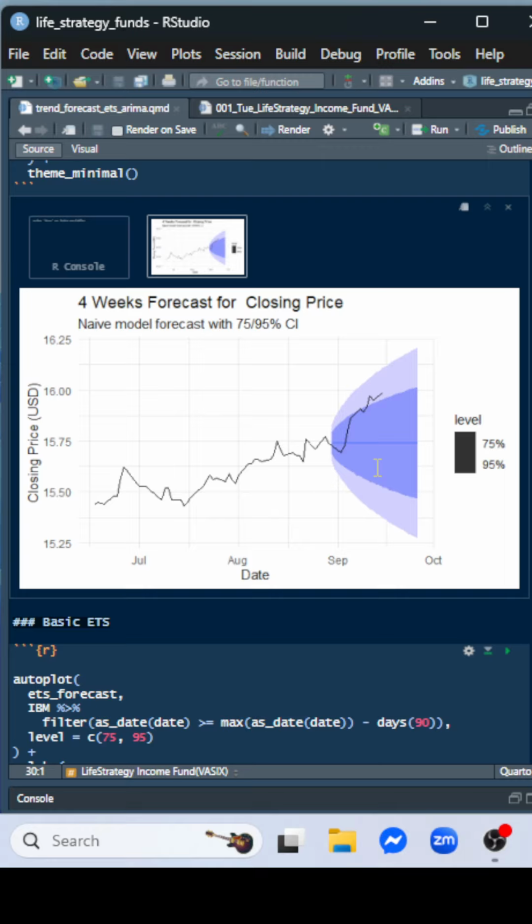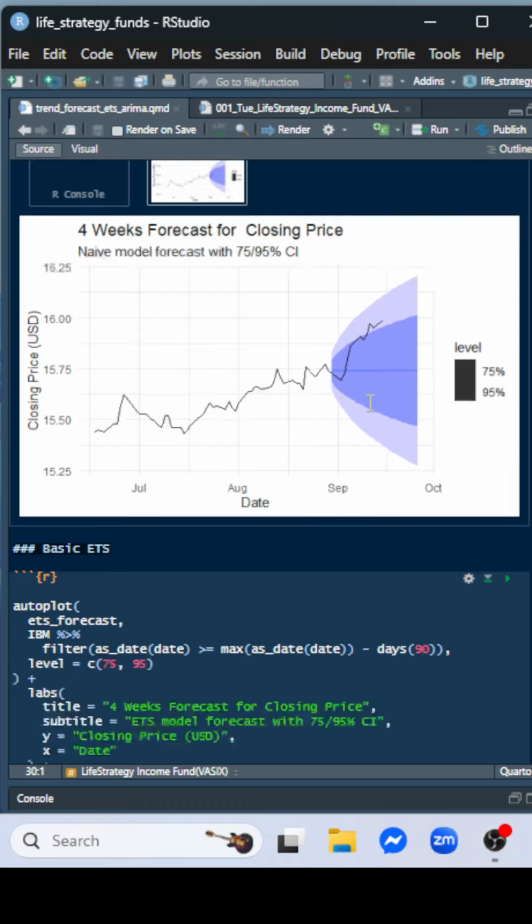dark area means there's a 75% chance that the actual closing price for those days will fall within the darker shaded area, and 95% for the lighter one. You can see it started out there. It has crossed over the 75% line into the 95% territory for the basic naive.